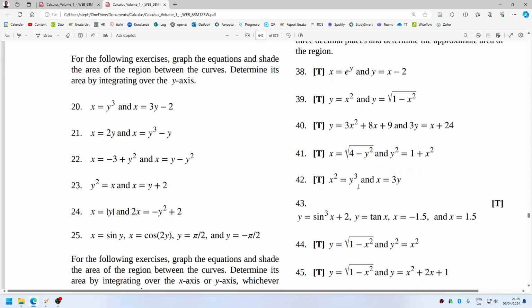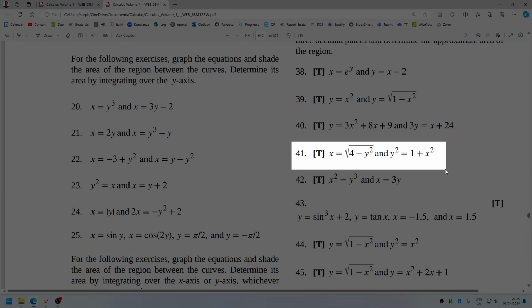Okay, where are we? That was 40. Okay, now on to the interesting one, 41.